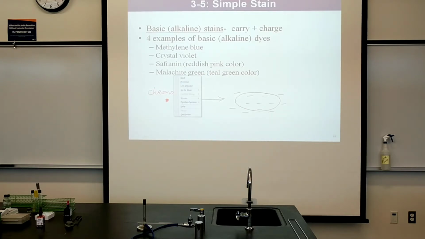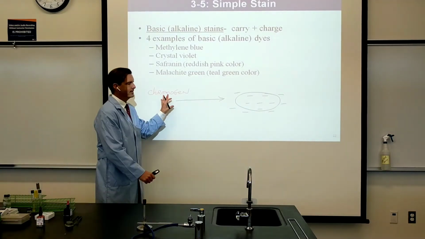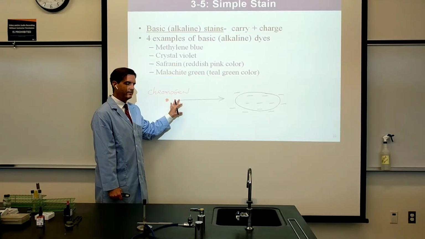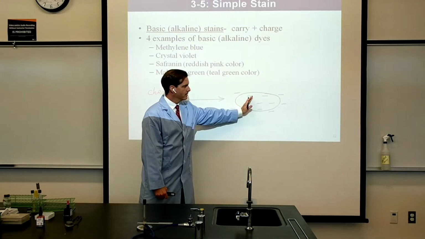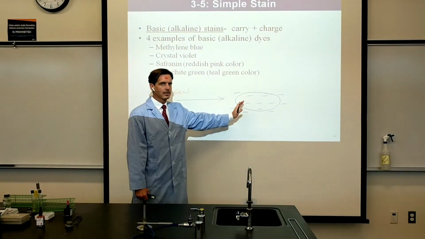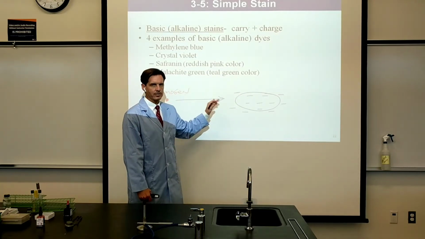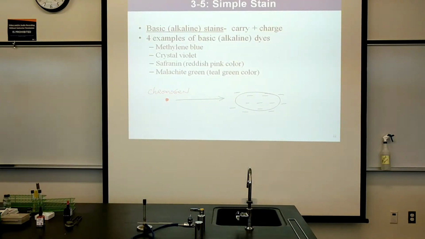Now recall a moment ago that the stain, which has a positively charged chromogen, will be attracted to the negatively charged cell. So opposite charges attract. Let me put a positive sign by the chromogen, right? This thing has a positive charge.